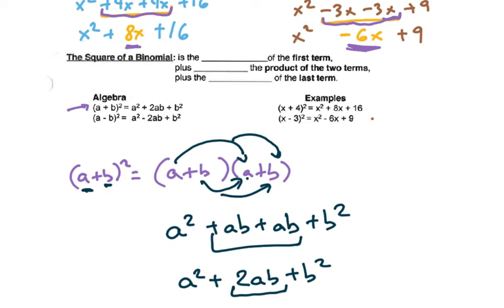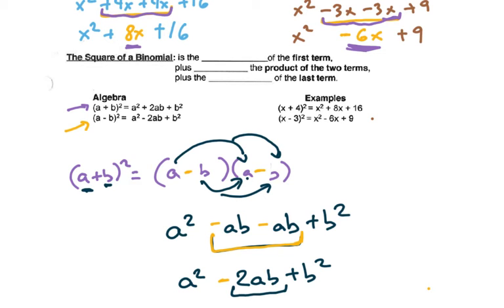Now you'll notice by a similar argument, a minus b quantity squared will produce the same result. All I would do is change these to a negative sign, and all that would end up happening is instead of this being positive, it becomes negative, which then makes this negative 2ab, because you're just adding negative ab and negative ab, which gives me negative 2ab.